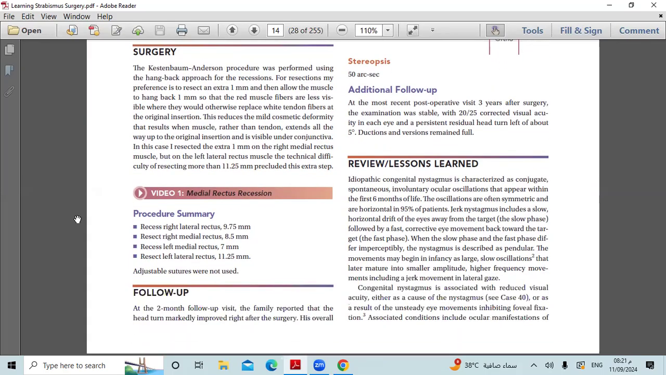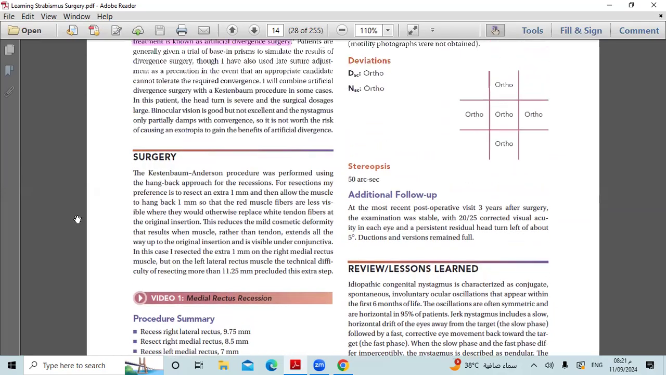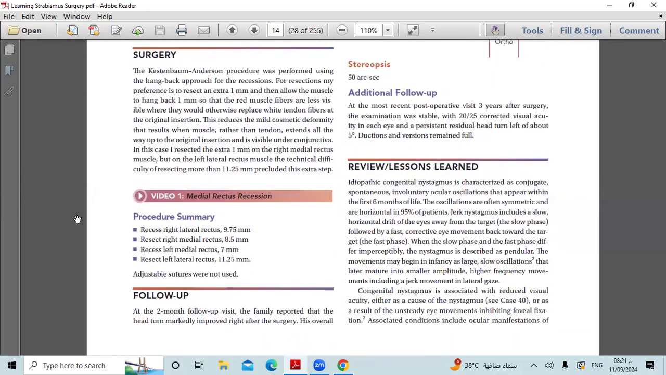Okay, before we go to the review, Dr. Muhammad, look at the number here. He said resect left lateral rectus 11.25, and it's a big number. What do you think? As I mentioned before, we follow the tables regarding the degree of the head turn. If the head turn is more than 45 degrees, I think these numbers are very good.